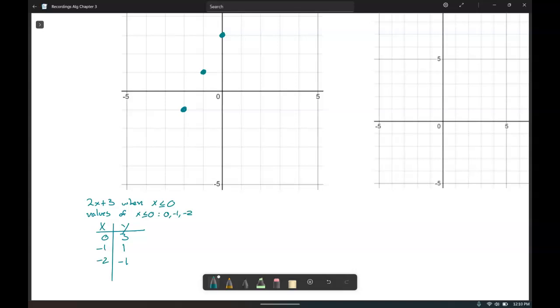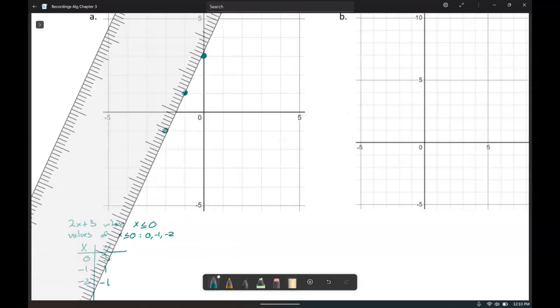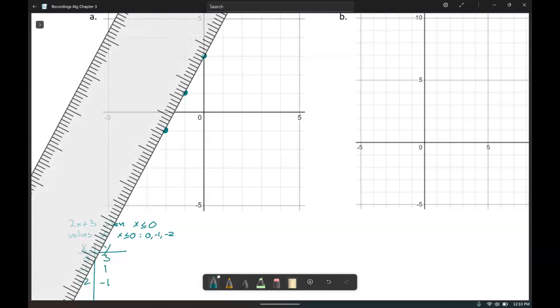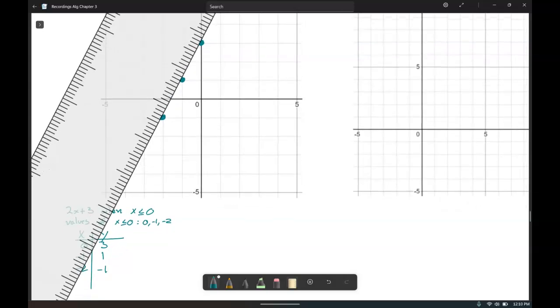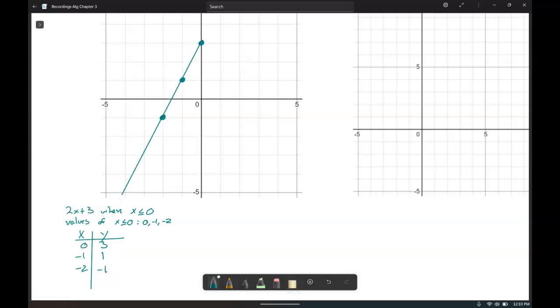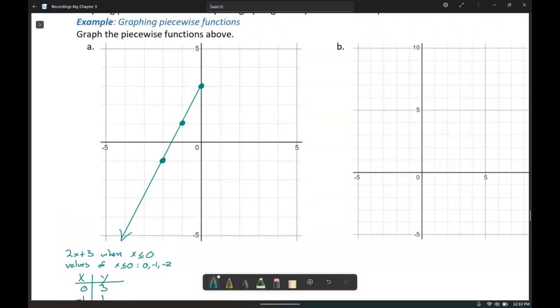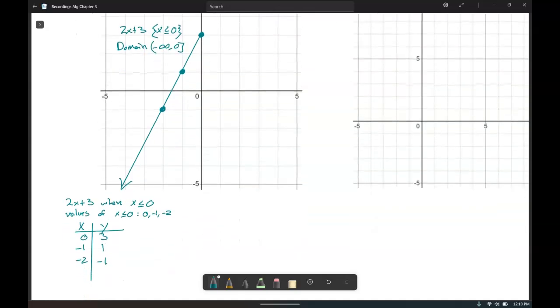Now, this line starts at 0 on the domain and continues left forever. So we're not going to extend our line in both directions like we normally do. We're going to start it at 0 and only extend it to the negative direction. So this is the graph of 2x plus 3 such that x is less than or equal to 0. And because the domain for this portion is from -infinity to 0, that's the only part of that line we're going to graph.